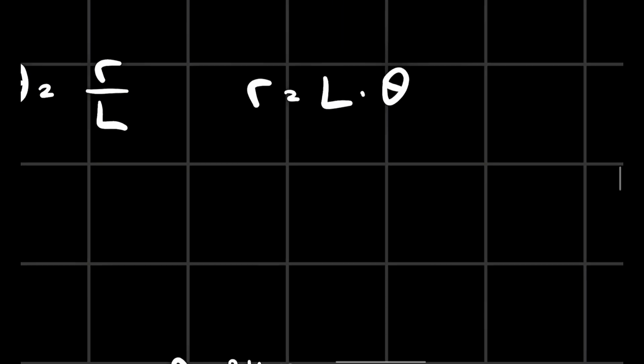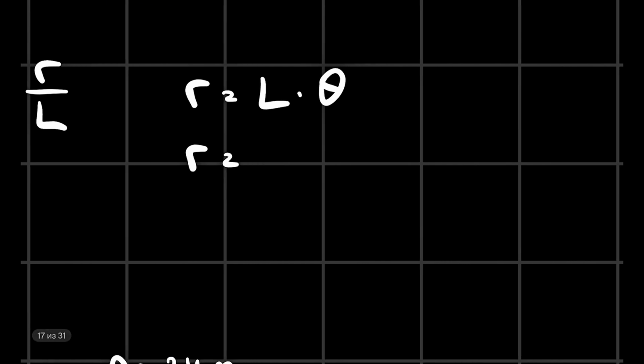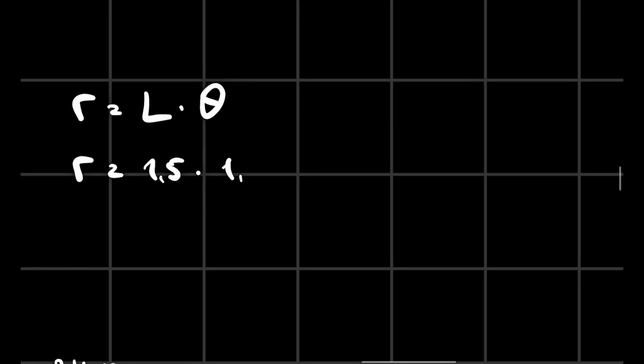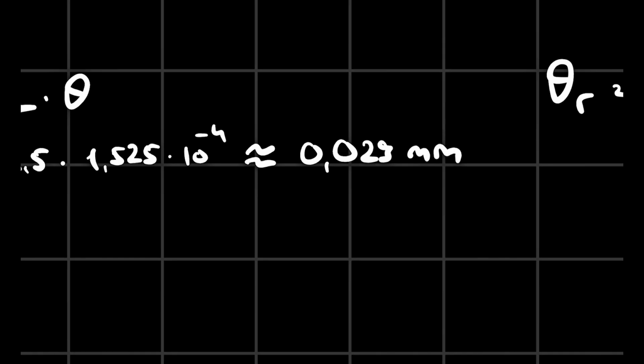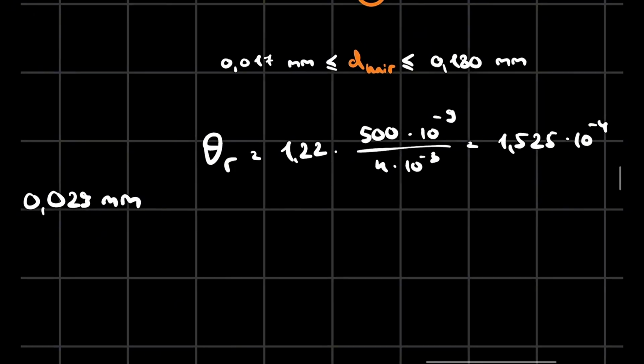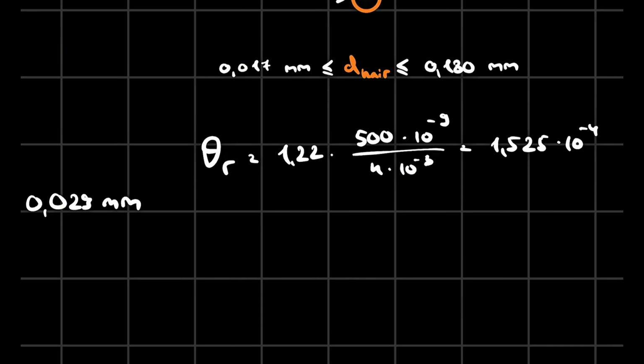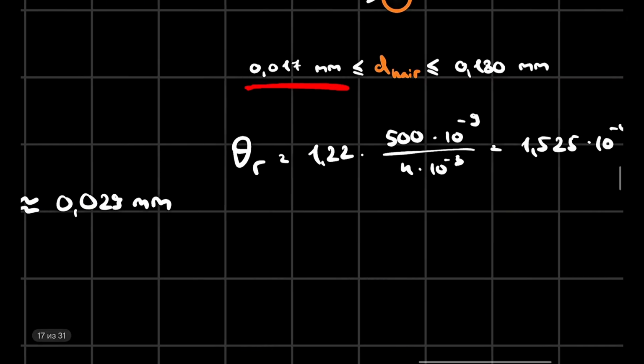And if it is that value, then that r, this is not the radius, but instead the size of the object, and our L is 1.5 meters. Multiplying by 1.525 times 10 to the power of minus 4, we would have a value of 0.029 millimeters. Let's see if that value is between them, and as you can see, it is. It is definitely larger than this 0.017 millimeters, and definitely smaller than this, but it's still in that range. That's why this value is enough.